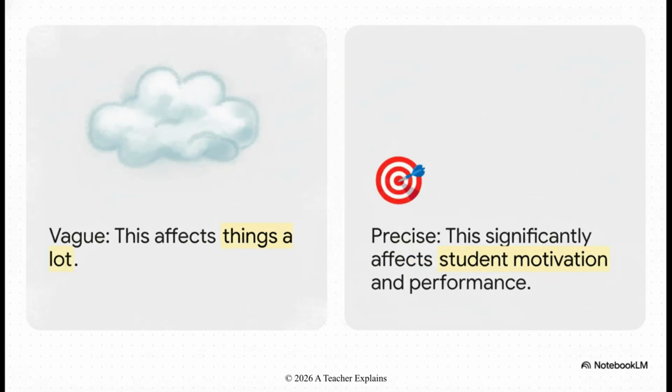Clarity and precision are absolutely crucial. Using vague words like things or a lot really hides your meaning. It's weak. The precise sentence, on the other hand, tells us exactly what's affected: student motivation and performance. The goal is always to make sure your reader understands your ideas exactly as you intended them.